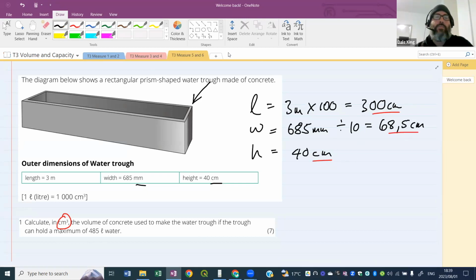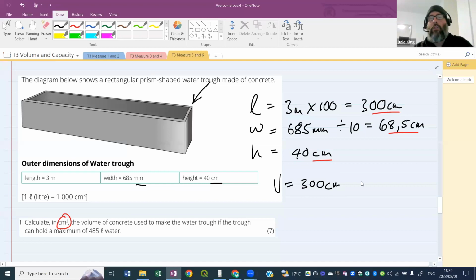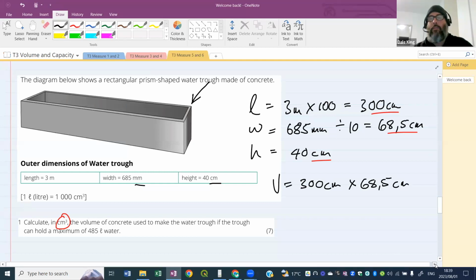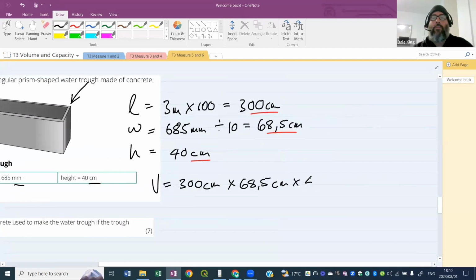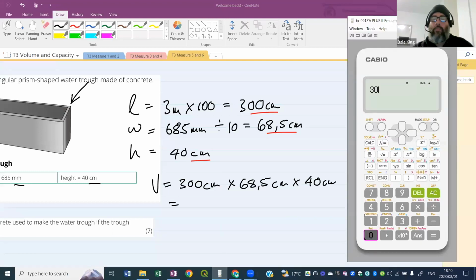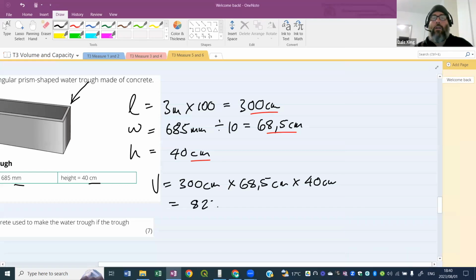What do I do now? You multiply all of them and it's going to give you 822,000. Yes. And then after getting your answer, which is 822,000, you're going to go back to 1 liter equals 1,000 centimeters cubed.